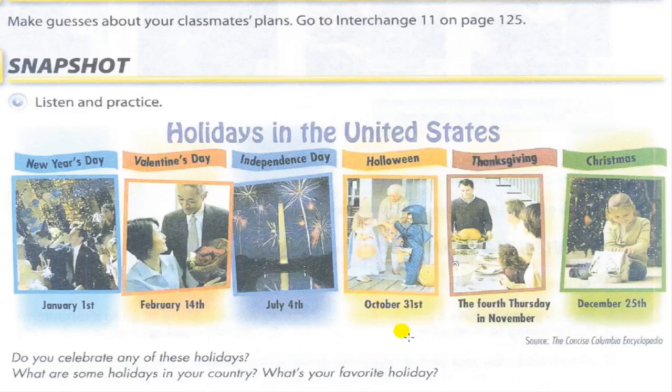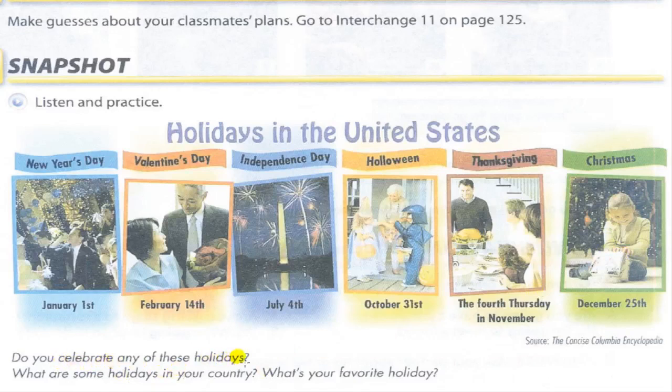Halloween is on October 31st. The children take candies. They say trick or treat to their neighbors. Thanksgiving is on the fourth Thursday in November. The Americans celebrate the harvest. They eat a meal and a large turkey. Turkey is a bird. They cook a large turkey, a big bird. Christmas is on December 25th. The children get a lot of gifts, a lot of presents.